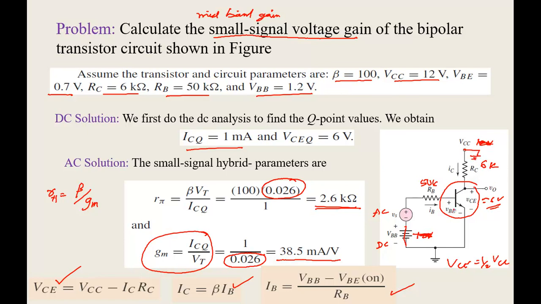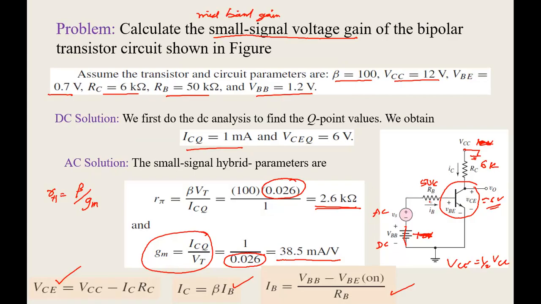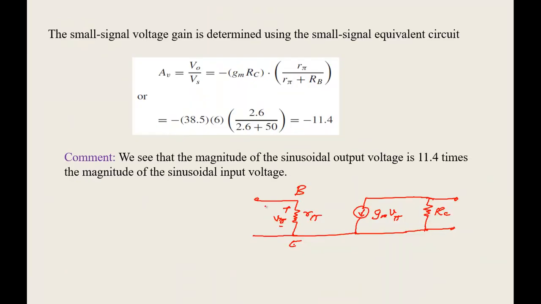Now what about your RC? RC is between the collector and the ground. So that's your RC, and V0 is obtained across this. Now at the input side you have RB and Vs. That's your ground.